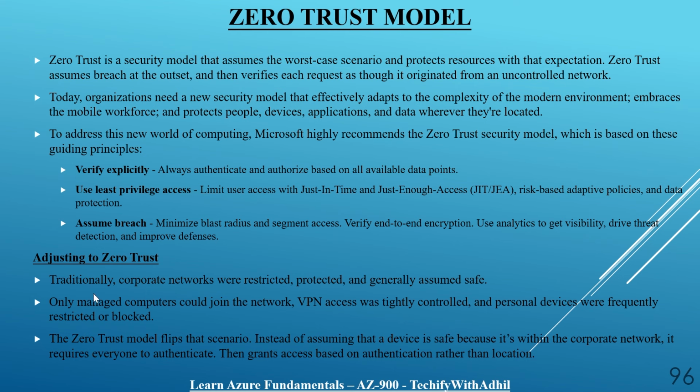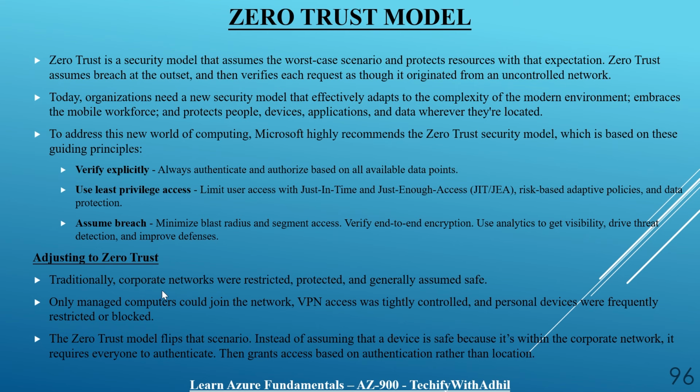So next is assume breach. Minimize blast radius and segment access. Verify end-to-end encryption. Use analytics to get visibility, drive threat detection, and improve defenses. So we will be assuming there's a breach in the network, and we have to do the analytics to have more visibility. We should run things to find threat detections and improve the defenses based on the analytics and the threat detection reports.